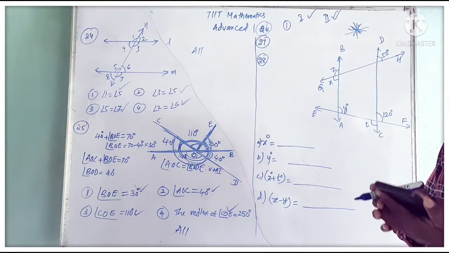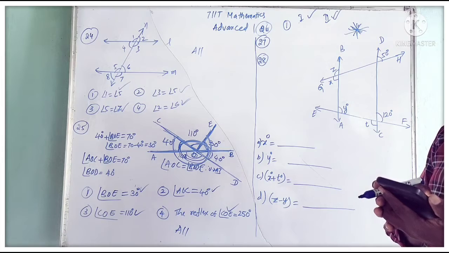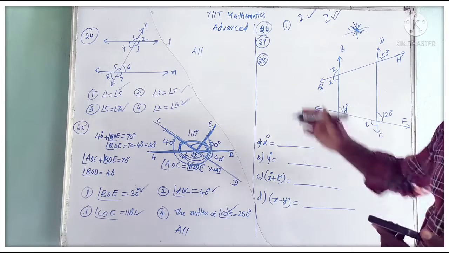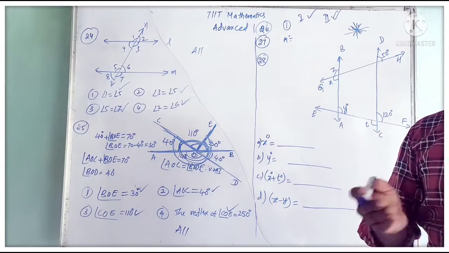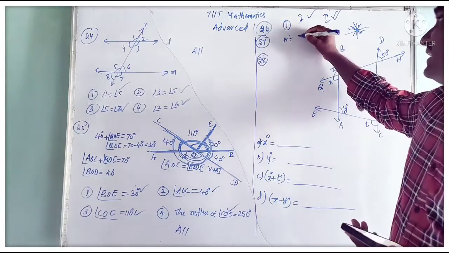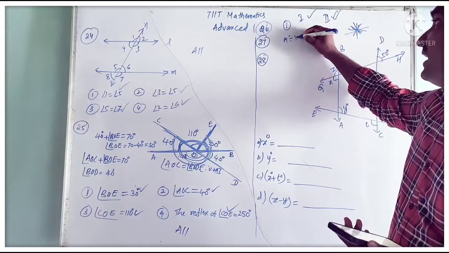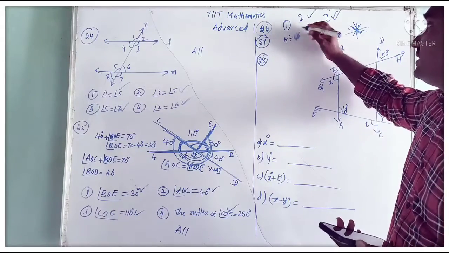Next, the 27th question. They are given that adjacent angles are always equal. Statement 1, reason, assertion they are given. Adjacent angles need not be equal. So the assertion is false. The assertion is wrong.